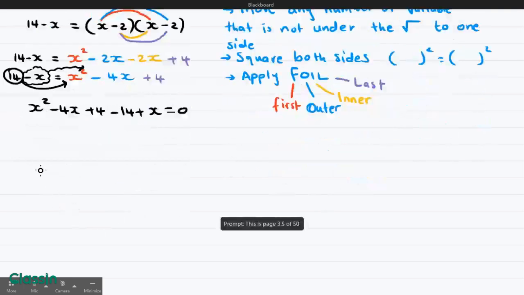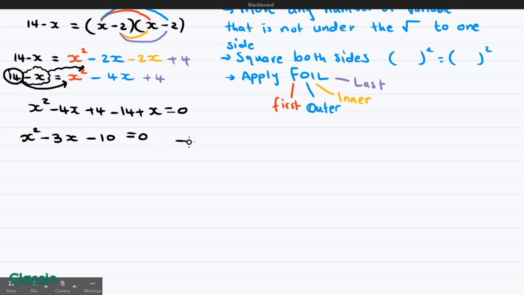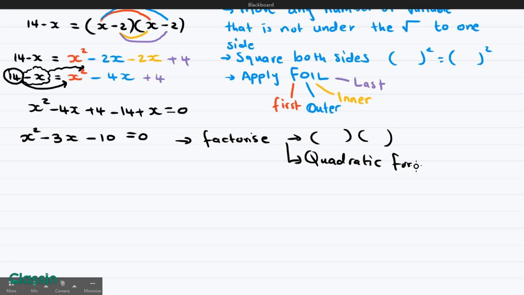Now, if I group the like terms, I will have x squared, negative 4x plus x is negative 3x. 4 minus 14 is minus 10, equals to 0. Now from here we are going to factorize. So you can factorize using brackets or you can factorize using the quadratic formula.